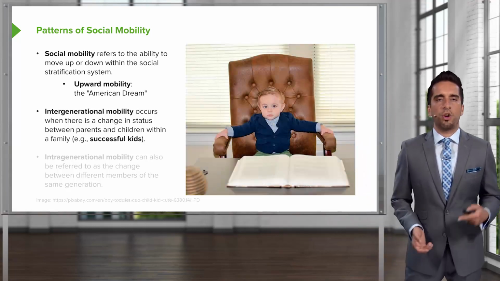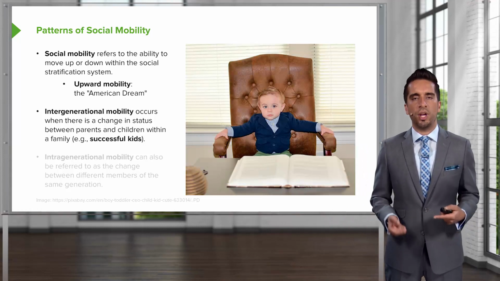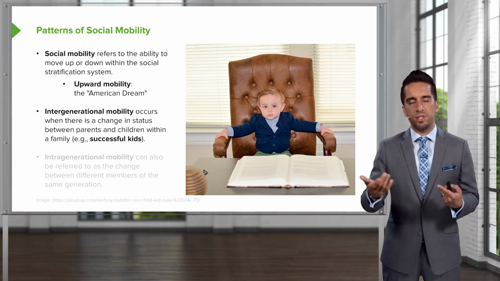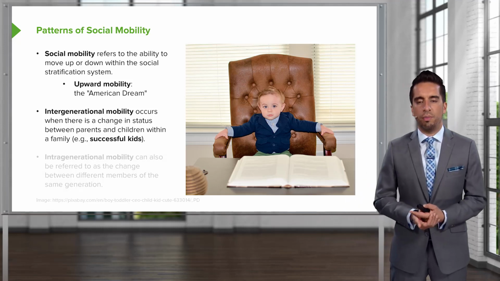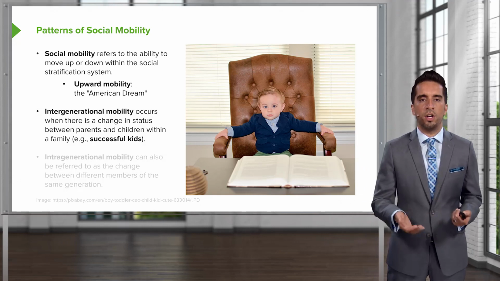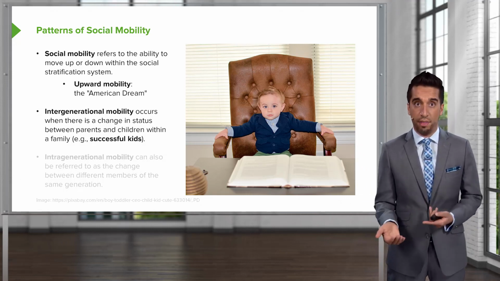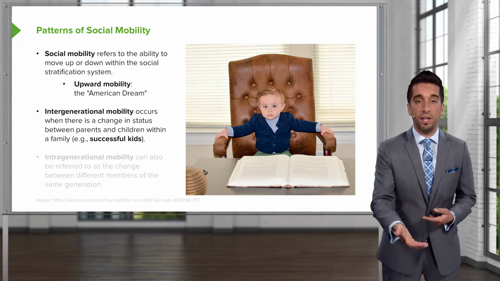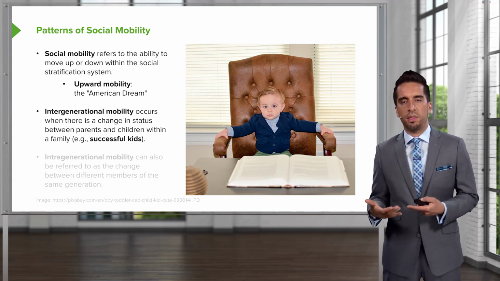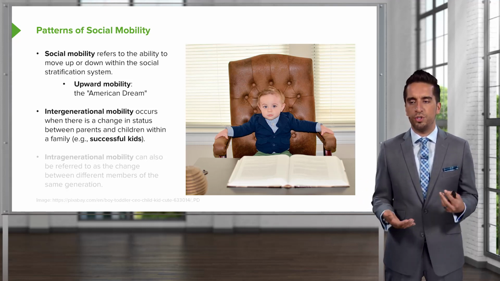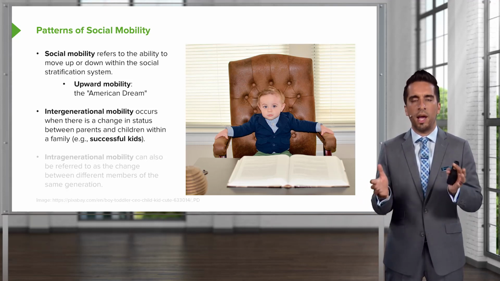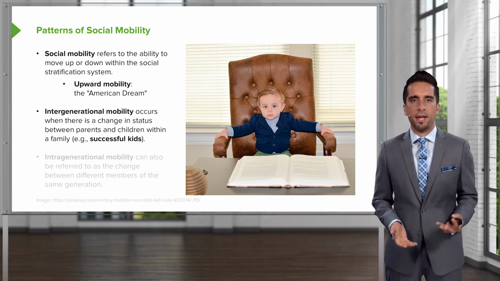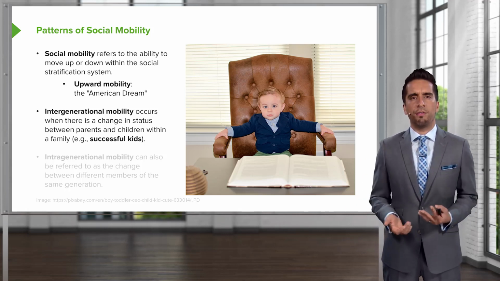Now, intergenerational mobility occurs when there's a change in your socioeconomic status between your parents and children within a family. So I said here, successful kids. So say, for example, and again, this is probably one of the prominent dreams that you have, is that you come to this country with nothing and you live the American dream. And now that allows you to give a better life to your kids. And now all of a sudden, you came with nothing and you worked your butt off, and you're able to eke out a home and a life, having a corner store or a restaurant, or you got a decent job at the bank, and you've provided for your family.